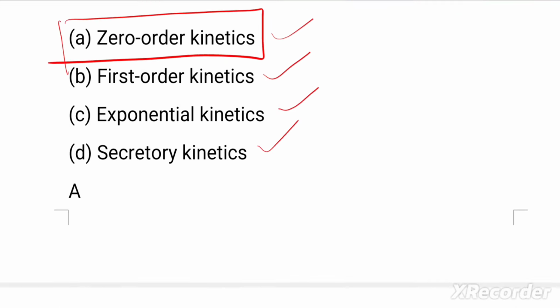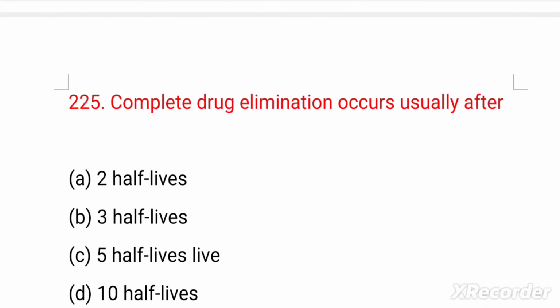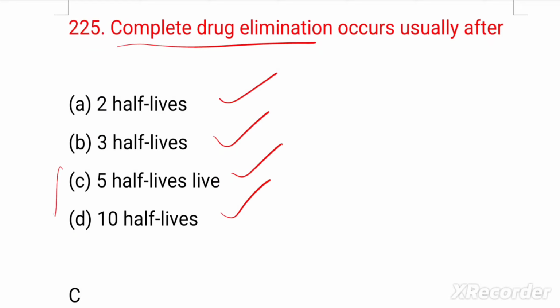Next question, complete drug elimination occurs usually after 2 half-lives, 3 half-lives, 5 half-lives, 10 half-lives. Complete drug elimination. Answer is C, 5 half-lives.